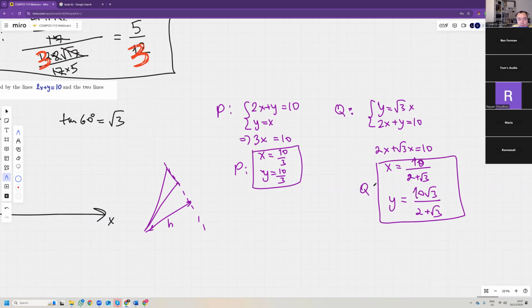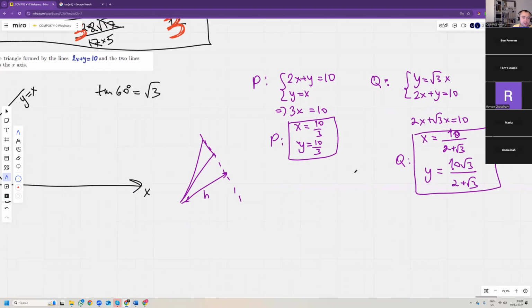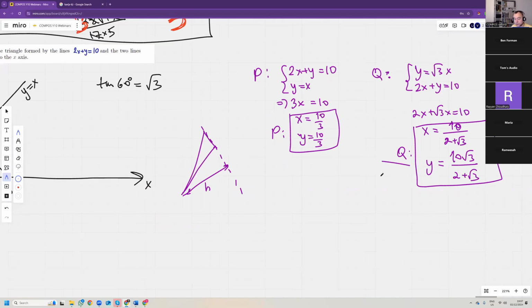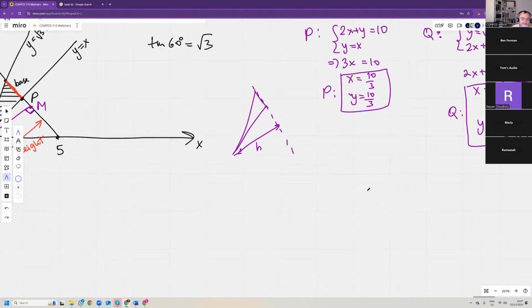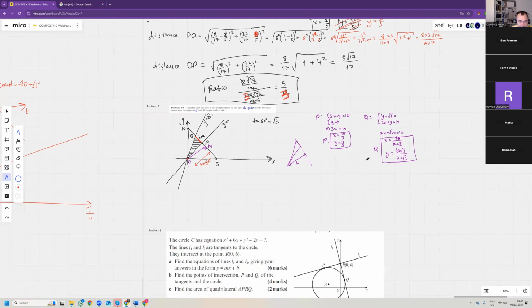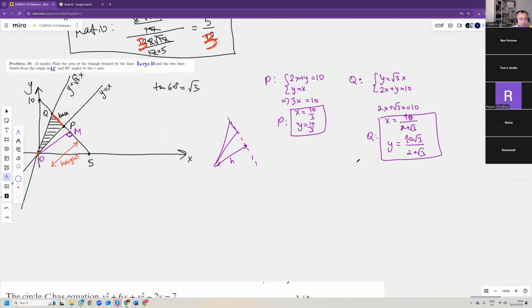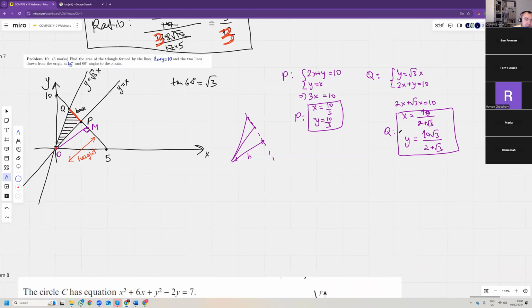Okay, so that's Q, and then you can find the distance PQ, obviously. That's not hard, and I'll leave it to you to find this distance, but it's a slightly different question. So PQ is the base. PQ is square root of something of that.